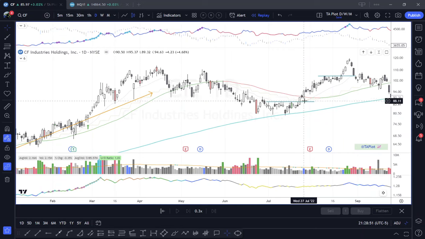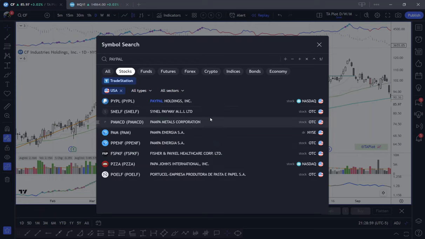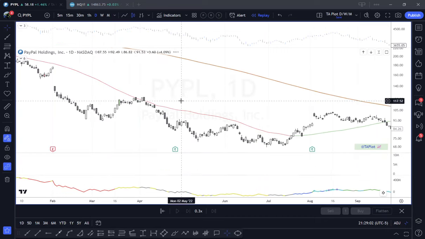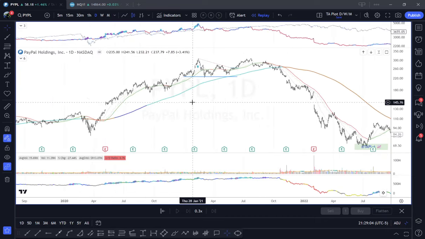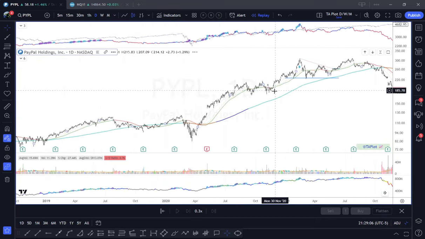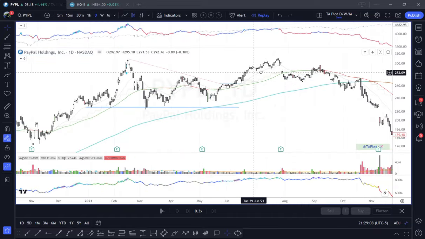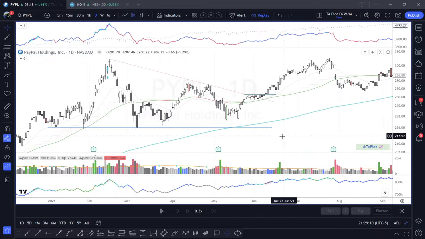Let's see, I think I've got a little bit more. Let's take a look at PayPal. It's one I traded back in 2021. I'll show you guys examples from previously as well. So here's PayPal. I bought this here. This is not necessarily bottom fishing, but I want to show you the two bottom fishing setups that took place.